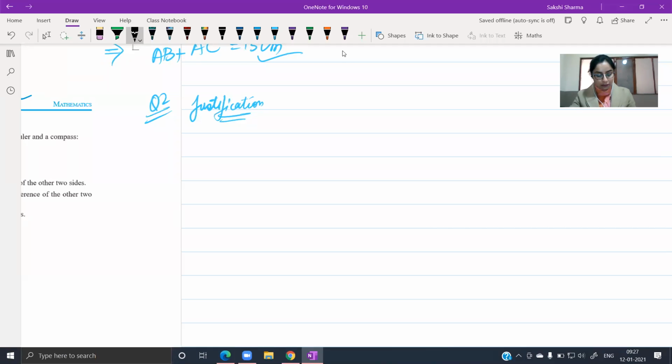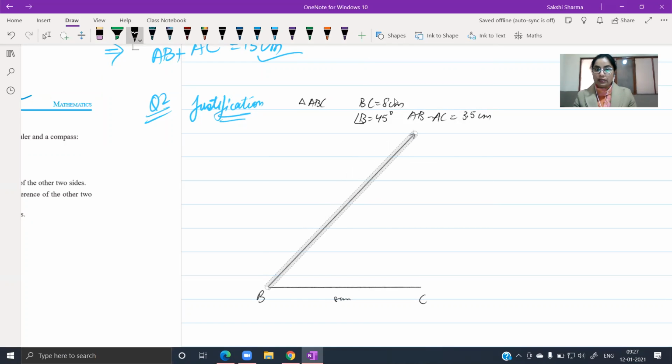So I'm just going to go over the values here. You were given triangle ABC in which the base is 8 centimeters. The base angle was 45 degrees and the difference of the other two sides is 3.5 centimeters. You start with base BC, which is 8 centimeters. At point B, you construct an angle of 45 degrees. This is done by construction. Along the arm of the angle, you will be cutting off a radius 3.5 centimeters. So you obtain D, this distance is 3.5 centimeters.